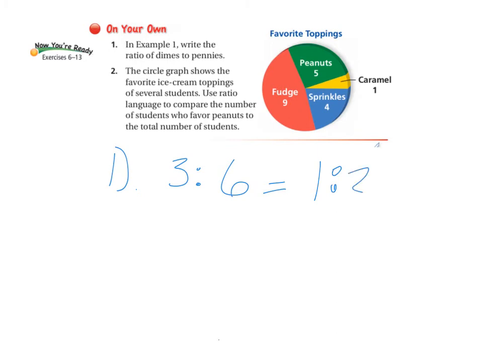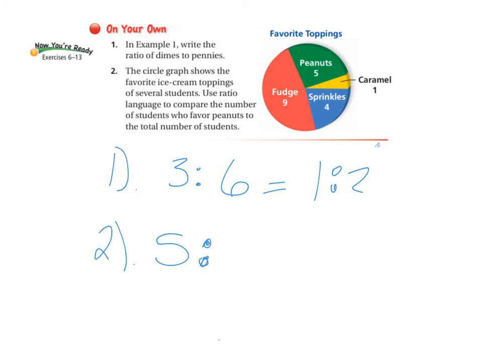The next example, example 2, it says peanuts to total number of students. So what I need to do is use the fact that I know that there are 5 students who like peanuts, and then I have to add up the rest of them and say 5 out of total students.